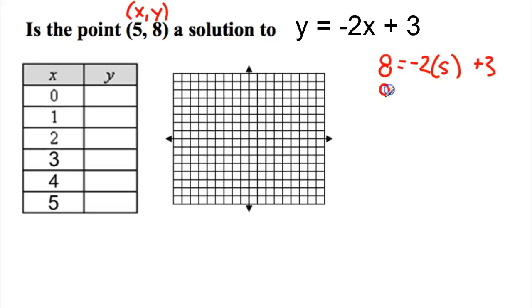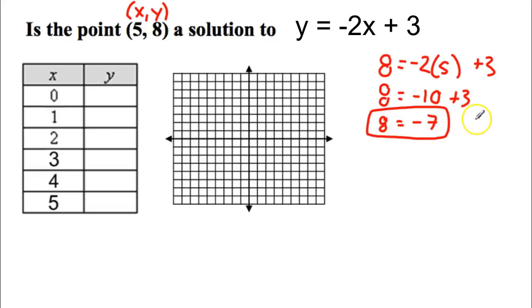Now I just need to simplify this and see if it actually is equal. The left side will stay the same. Order of operations: this is multiply, that's add. I multiply first. Negative 2 times 5 equals negative 10. Then I have plus 3. Now I have 8 equals negative 10 plus 3. That's negative 7. So are these the same? No, they're not. So this is not a solution. It makes me sad. So no, not a solution.